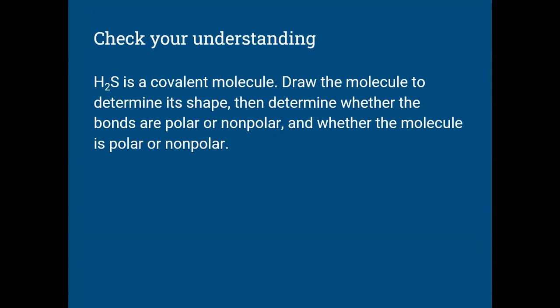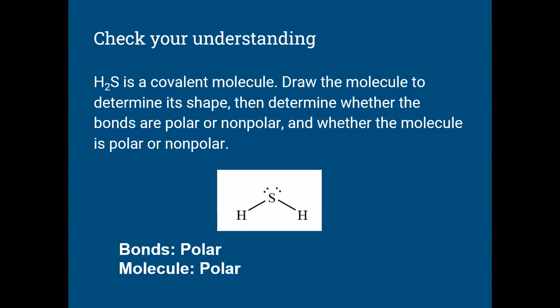All right, so try one more. Draw the molecule for H2S, dihydrogen sulfide, to determine its shape, then determine whether the bonds are polar or nonpolar, and the molecule, and press play when you're ready to check. All right, so this is H2S, it's bent, and the bonds are polar because sulfur and hydrogen have different electronegativity values, and the molecule is overall polar because the dipole moments do not cancel out.